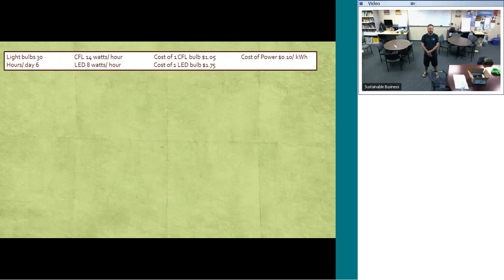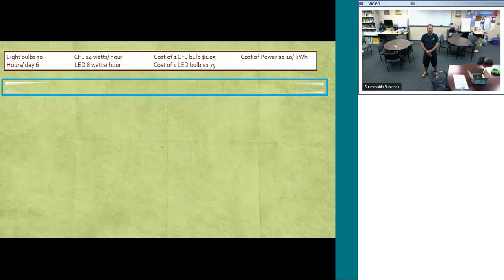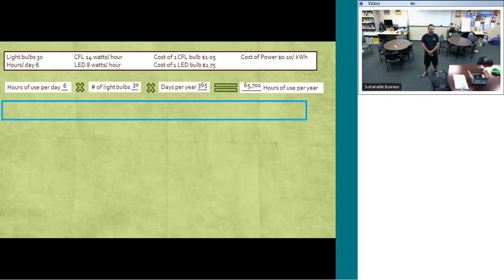So for this activity, all of the necessary information is in the top portion of the screen. Feel free to pause at any time to make the necessary calculations. So you're going to take the hours of use per day times the number of light bulbs times the days per year, which gives us the hours of use per year. It takes 6 hours of use per day times 30 light bulbs times 365 days a year, which gives us 65,700 hours of use per year.